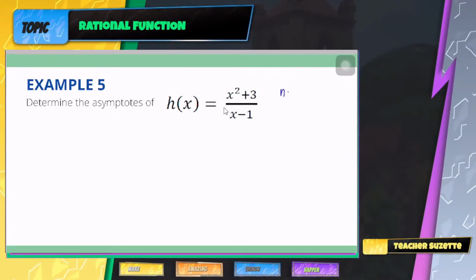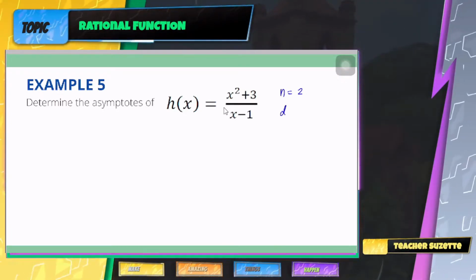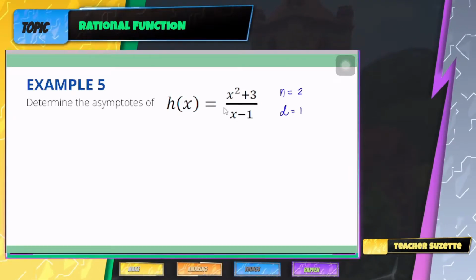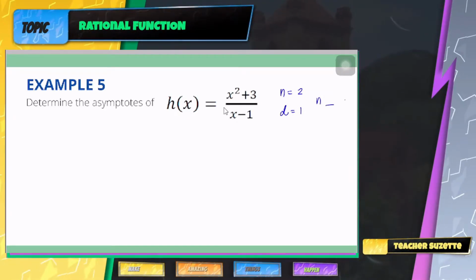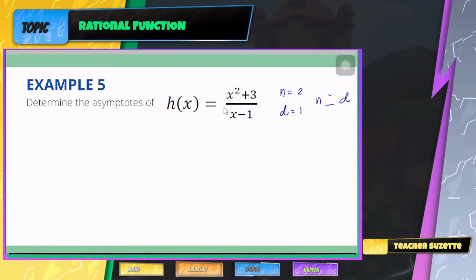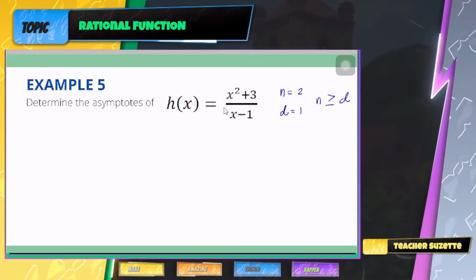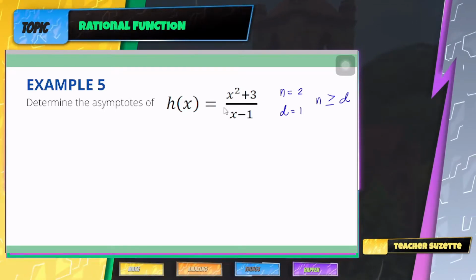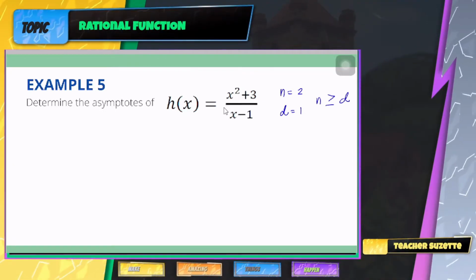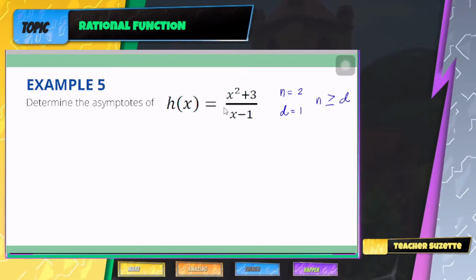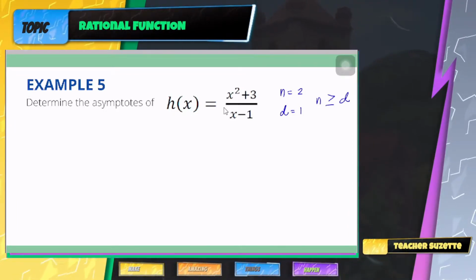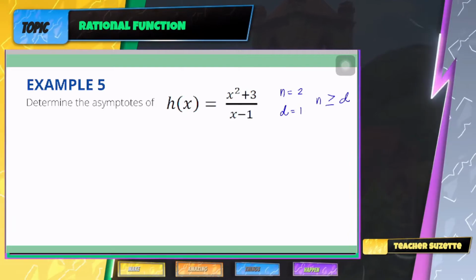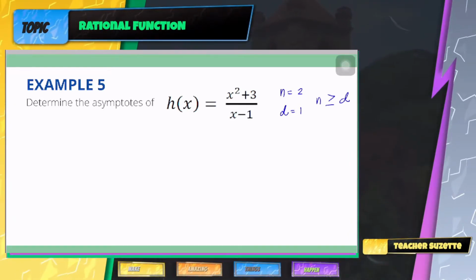So, obviously, our n here is 2 and our denominator d is 1. So, the degree of our numerator is 2, the degree of our denominator is 1. Therefore, when we compare our numerator and denominator, obviously, we have a greater degree for our numerator than our denominator. So, obviously, we will not have a horizontal asymptote, but we will have a slanting asymptote. Now, let's try to divide our numerator by our denominator using long division.